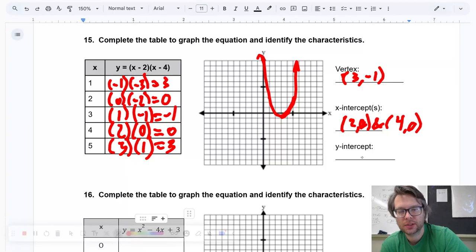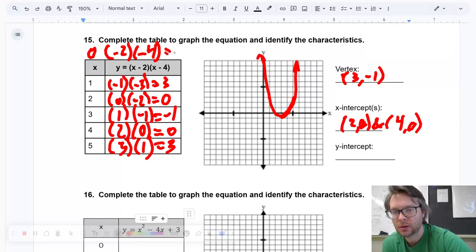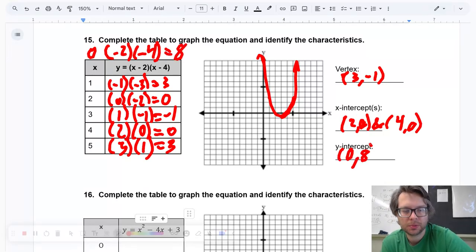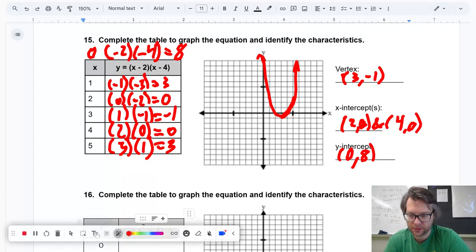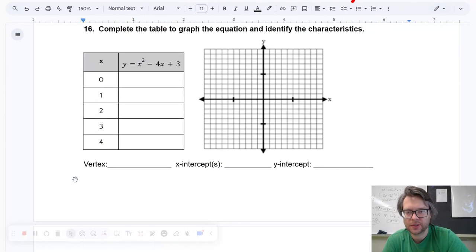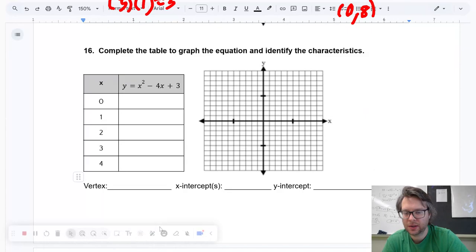And then the y-intercept, I didn't quite get it on my table, so I'm just going to plug in x equals 0: 0 minus 2, 0 minus 4. Multiply those together, you get 8. And that looks pretty good with my graph, but I wasn't super careful about counting the boxes. All right, moving on down, I think it's just another quadratic, but this one's in standard form.